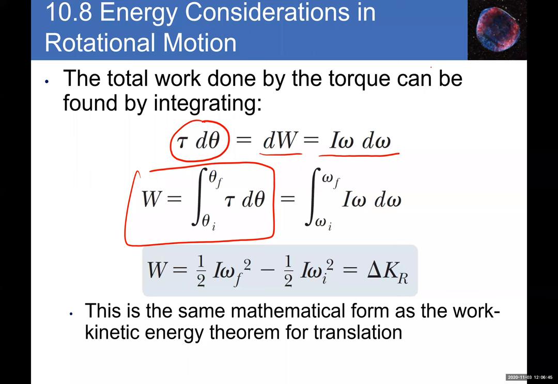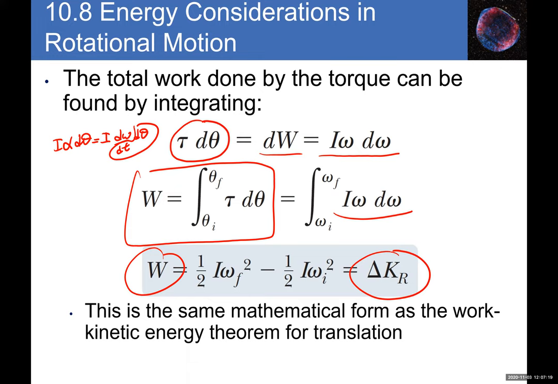So for example, on the left side, the torque is I times alpha, then d theta. I times alpha becomes I d omega dt, then d theta. Then we rearrange those two: d theta dt is nothing but omega. So it becomes I omega d omega. If you integrate that, the work done becomes 1/2 I omega final squared minus 1/2 I omega initial squared, which is the change in rotational kinetic energy, the same mathematical form as the work-kinetic energy theorem for translational systems.